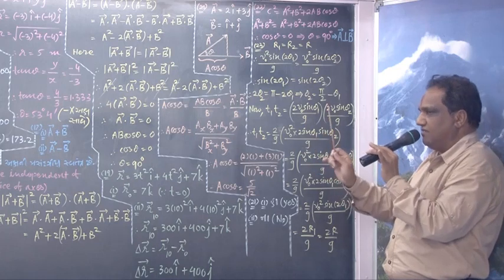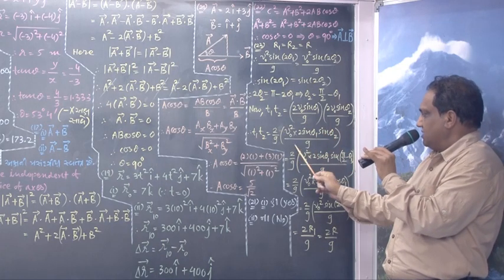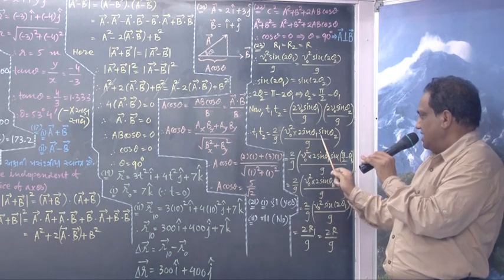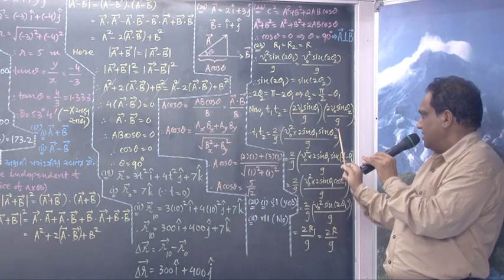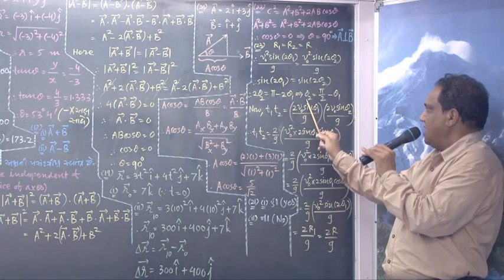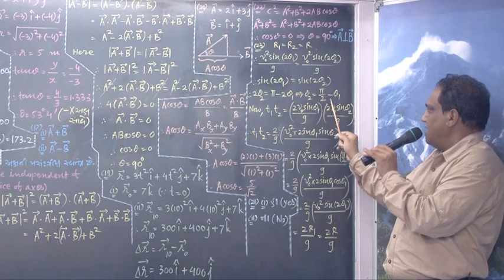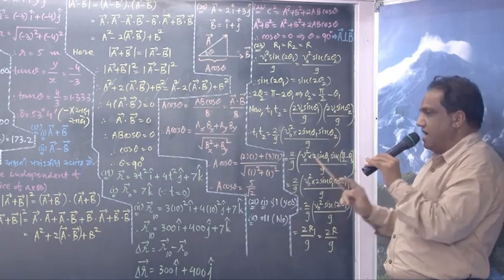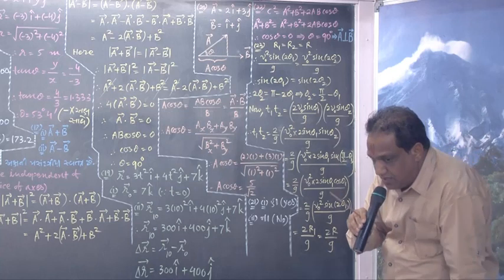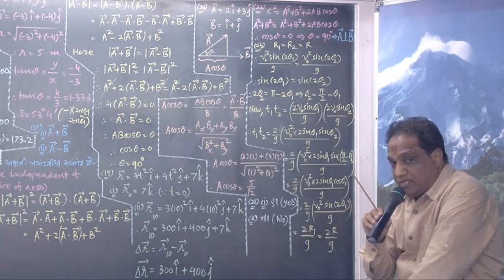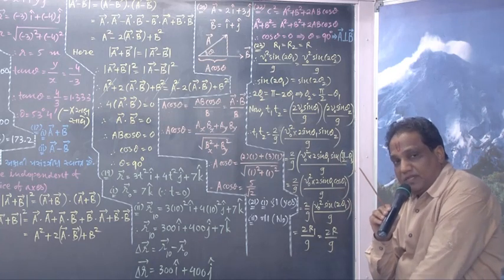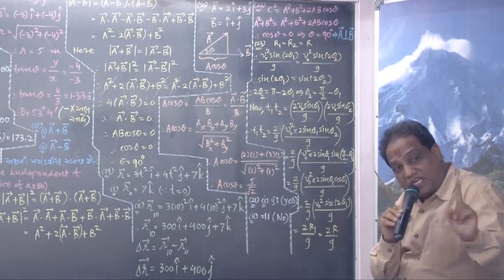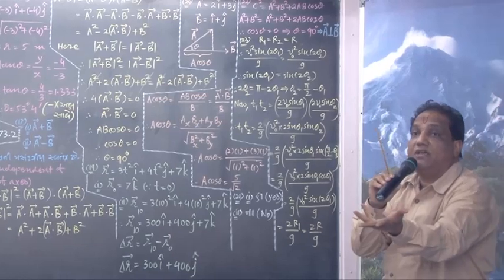I just rearrange the different terms. 2 upon G as it is. V0 square as it is. 2 as it is. Sin theta 1 as it is. Sin as it is, but theta 2. Theta 2 is how much? Pi by 2 minus theta 1, upon G as it is. Now tell me, don't you know sine of pi by 2 minus theta is cos theta? Similarly, sine of pi by 2 minus theta 1 will be cos theta 1.